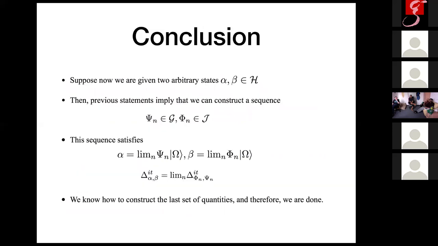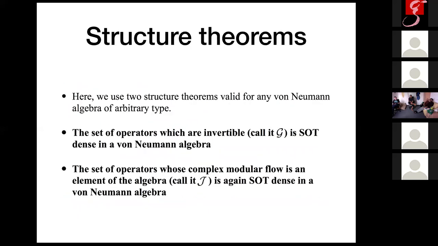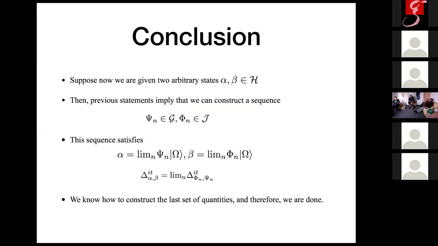What we did, it's lemma 2 in our paper, was combine that with the fact that omega is cyclic to actually show that if I now take any two states alpha, beta in the Hilbert space, so this is new. This statement, you won't find it in any textbook. You can always find a sequence psi n and phi n, where psi n is in script G, which means all the psi n's are invertible, and phi n is in script J, which means the complex modular flow is in the algebra, such that alpha and beta can be written as a limit of such vectors.